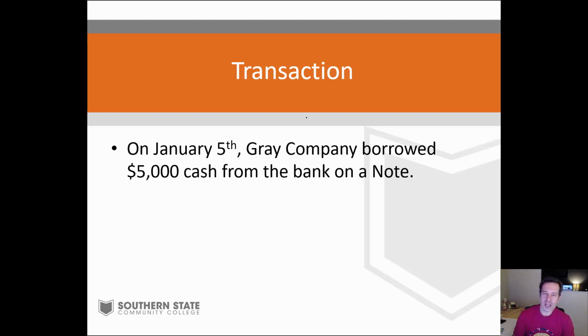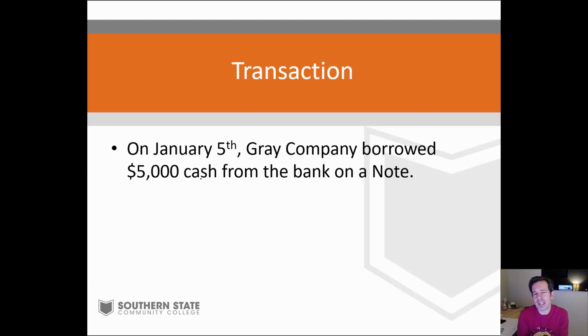On January 5, Gray Company borrowed $5,000 in cash from the bank on a note payable. Now, every time you begin to analyze a transaction, you need to start thinking about what accounts are in play. That's really the first part of analyzing a transaction and making a journal entry. So as you read through there, Gray Company borrowed $5,000 cash. So you should be thinking that the cash account's in play here. Is it going up or is it going down? Now, if we're getting money, we're borrowing money, obviously the cash account needs to go up.